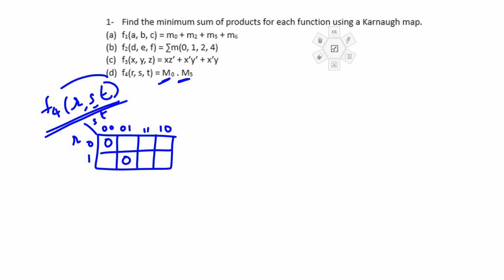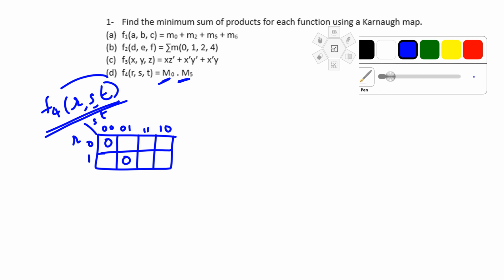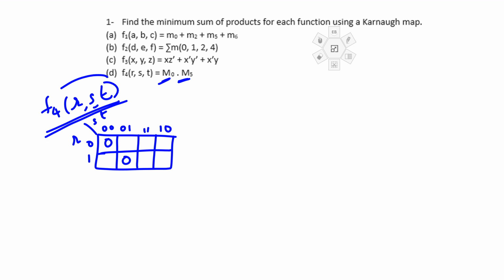Now we have to form a pair. Is a pair possible here? No. A pair is not at all possible because they are not adjacent. Adjacent means not diagonal. The diagonal zeros are not adjacent. You have to have a 0 here for them to be adjacent, but here there is no 0. So they are actually independent.